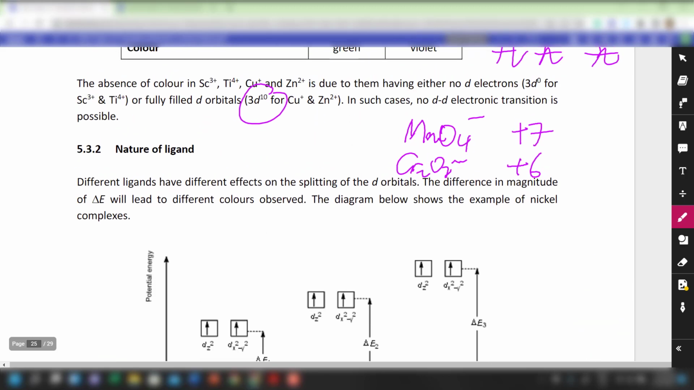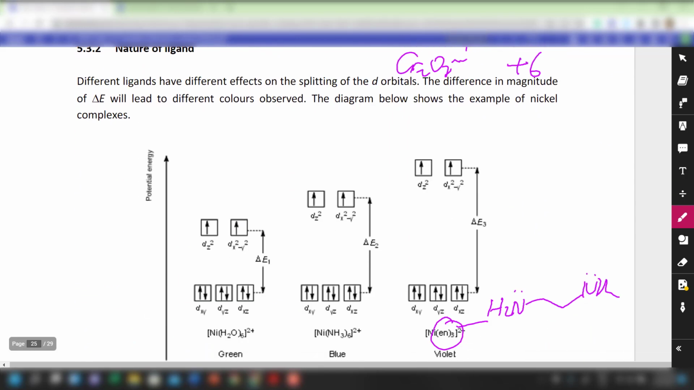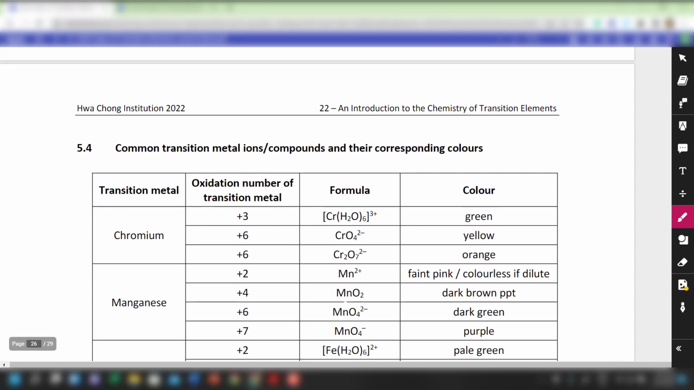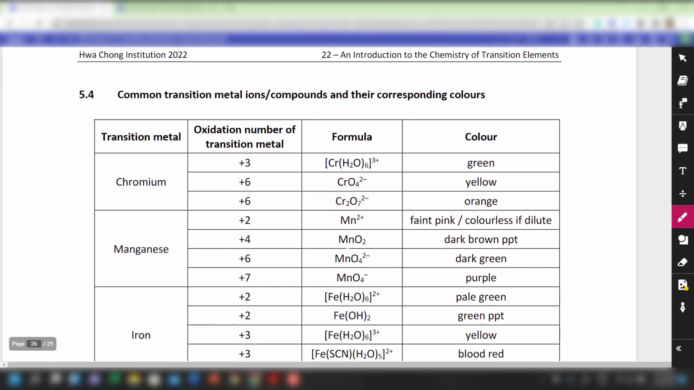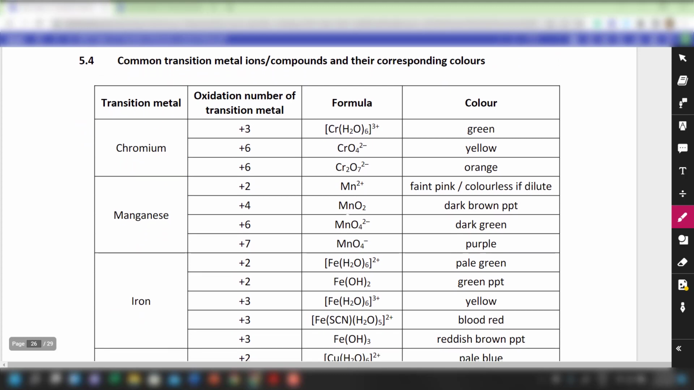Again, two important factors: oxidation states and the nature of the ligand. Do remember them. They will come in very useful when the time comes. Then 5.4, is there a need for us to remember all the colors? Very common question. What I'm going to share with you is, no, there isn't a need for you to remember them because you know most of the colors already.